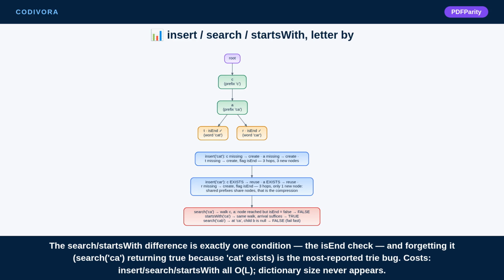The search slash startsWith difference is exactly one condition. The isEnd check. And forgetting it, search returning true because cat exists, is the most reported trie bug. Costs.